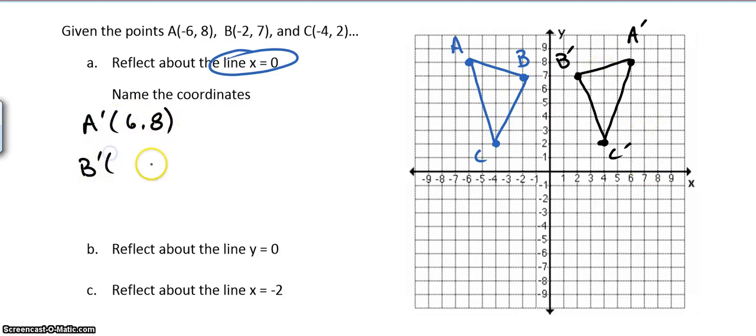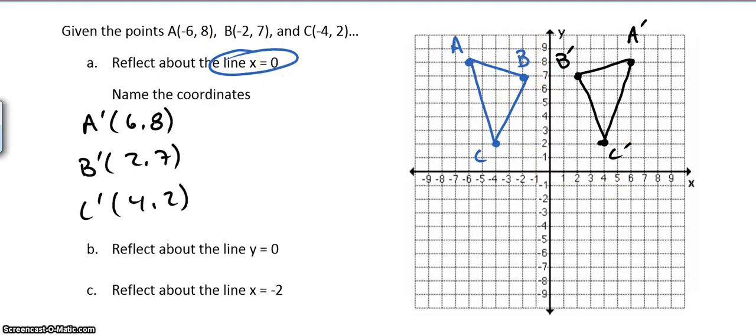B prime is 2, 7. And C prime is 4, 2. Now, if you look back at our original coordinates, you can kind of see a relationship, right? Well, that's because we kept it on the same horizontal line. The only difference is we flipped it to a new quadrant. So in that quadrant, everything's positive, as in this quadrant, we had negatives and positives.